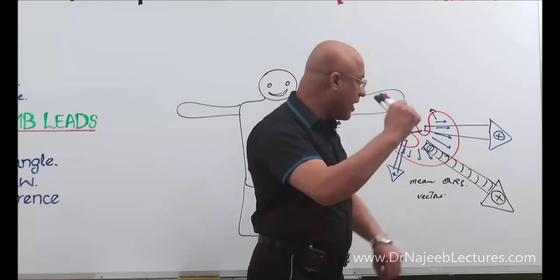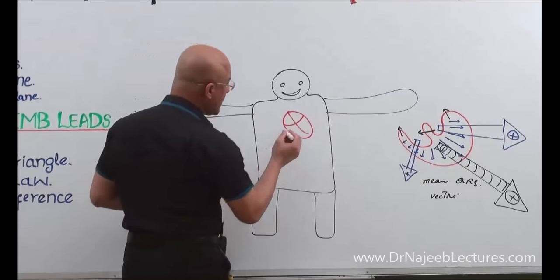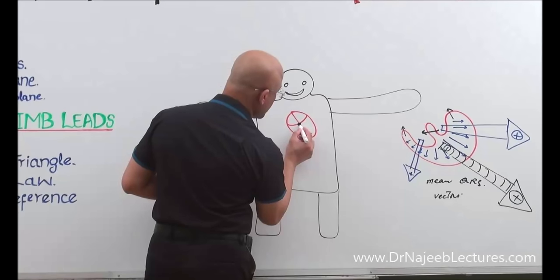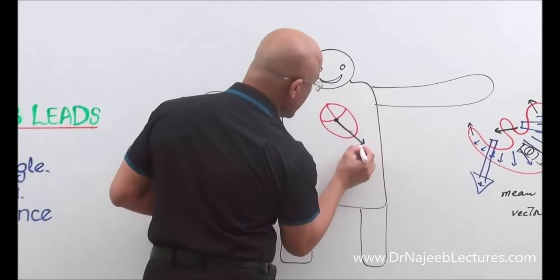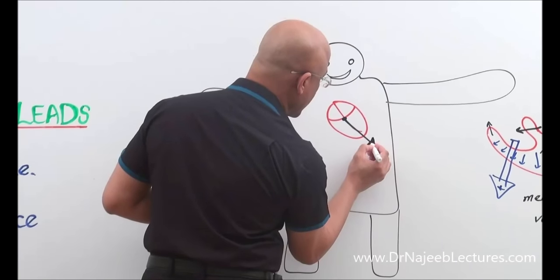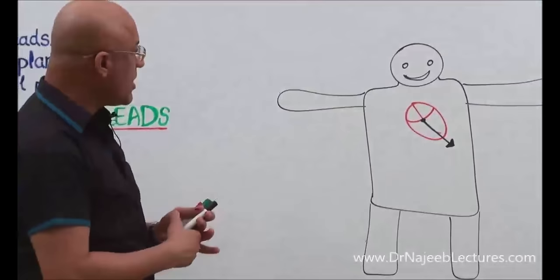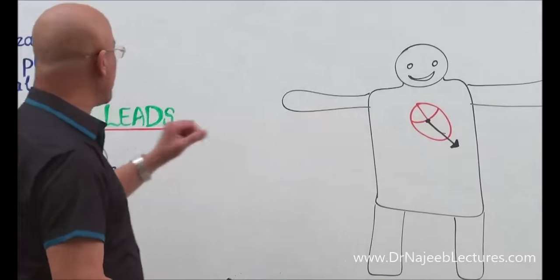Is it clear? Now, let's suppose this is your heart and this is your mean vector, which is representing major ventricular depolarization, or from now onward I will call this vector the QRS vector. Now, if we want to make a lead, now we come back.